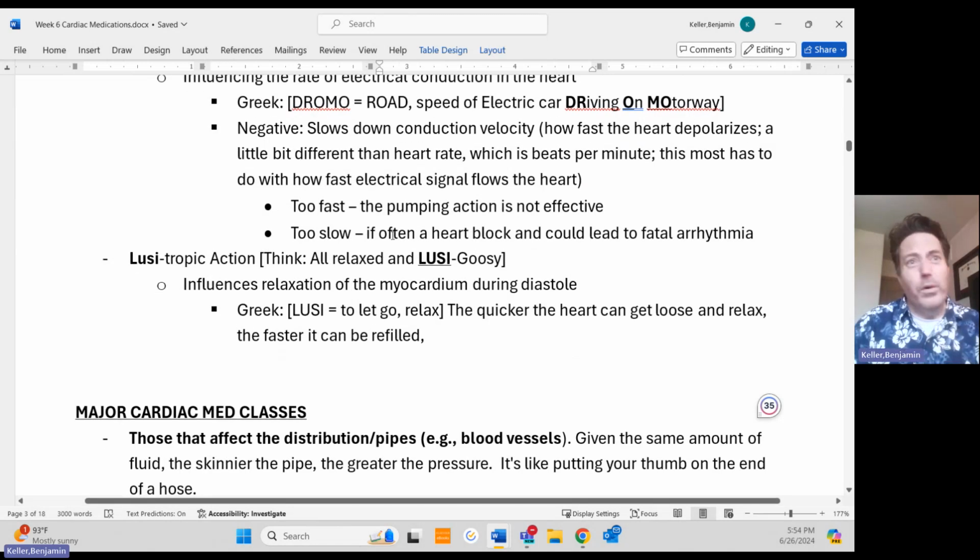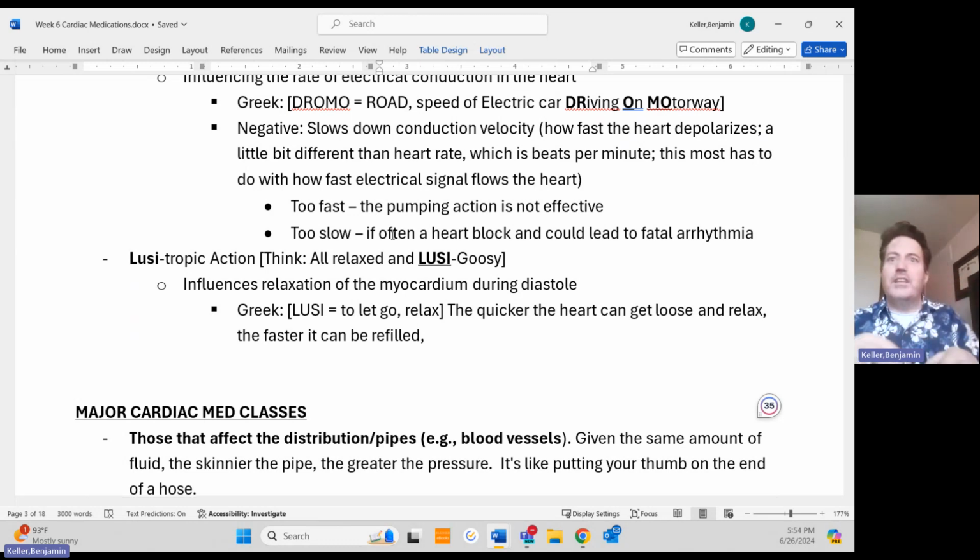And another word, I've never heard of this one, but it's called lusitropic. And you can think of all relaxed and loosey-goosey. Lusi, lusitropic. And really what a lusitropic medication does is it influences the relaxation of the heart muscle during diastole. And the more relaxed it is, and the faster it relaxes, the more it can fill with blood because it fills with blood when it's relaxed.